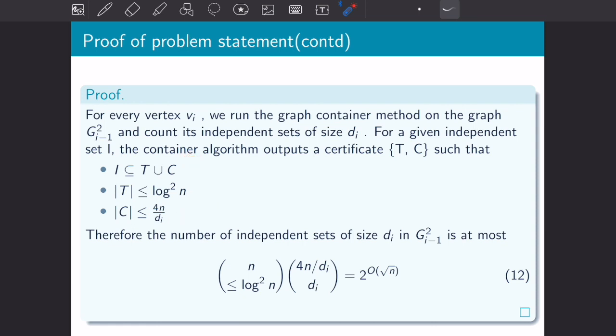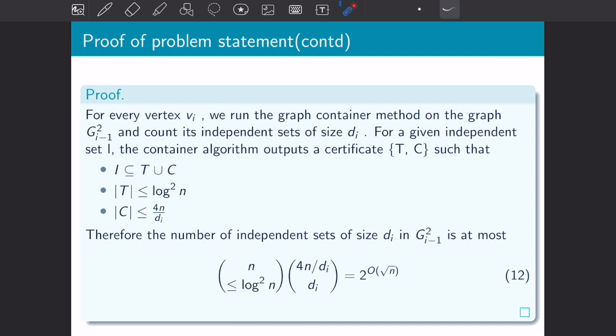So the cardinality of our certificate, I mean, the number of vertices in our certificate, will be less than or equal to log square n, and the size of the container is less than or equal to 4n by di. This is the result which we get after applying the graph container method.